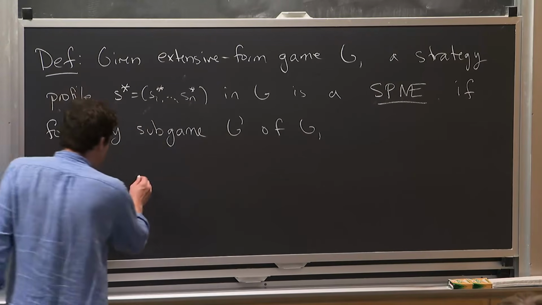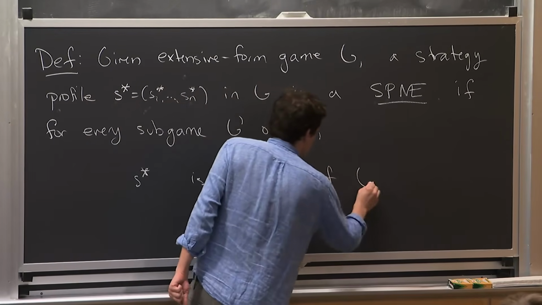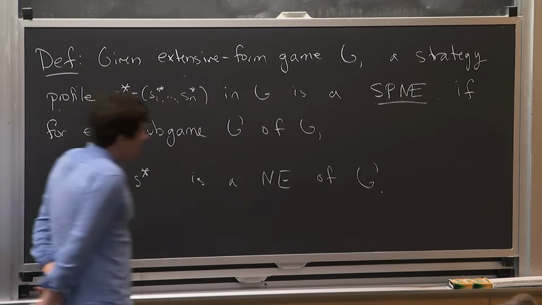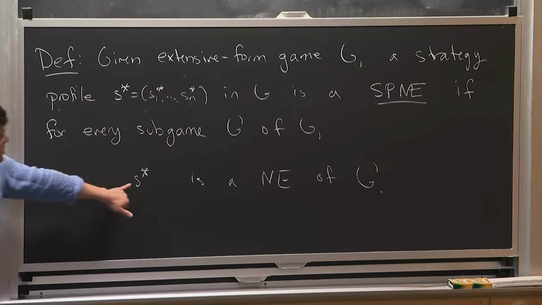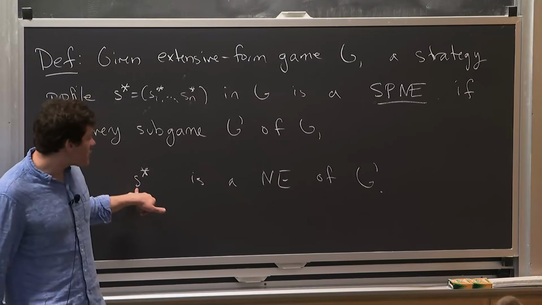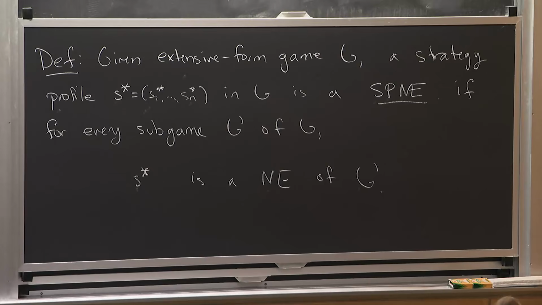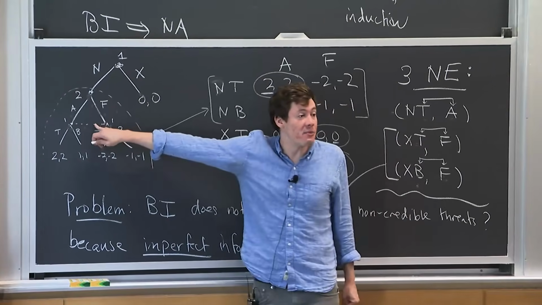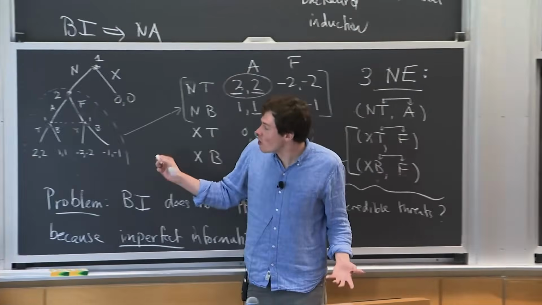So at first you might be tempted to say S star is a Nash equilibrium of G prime. And that's basically what we want to say, but there's an issue here. If S star is supposed to be a Nash equilibrium of G prime, well, the problem is that then S star must be a strategy profile in G prime, but S star is not a strategy profile necessarily in G prime, it's a strategy profile in G. So S star tells us what we do at information sets that may not be in the subgame. So we just have to be a little more careful and say, well, let's look here. I think we all know what we mean.